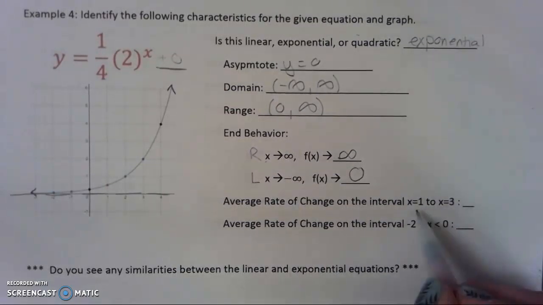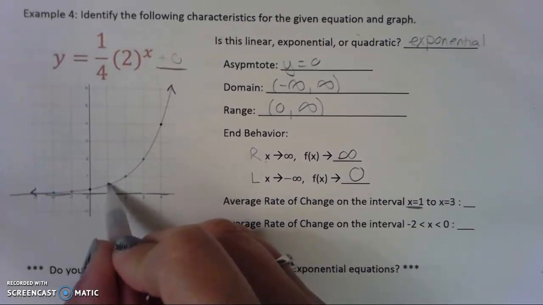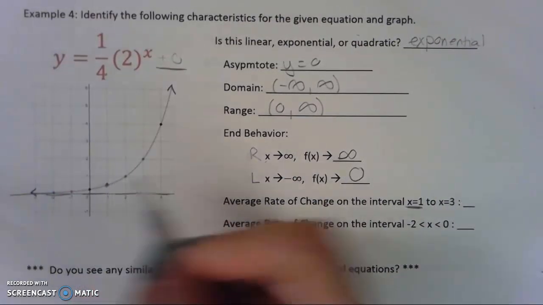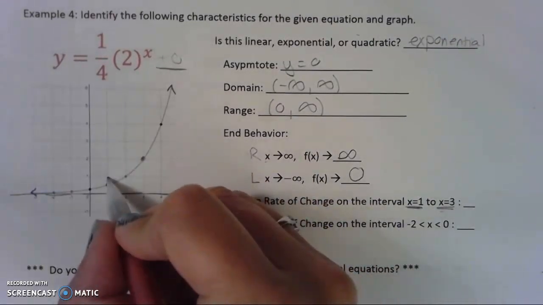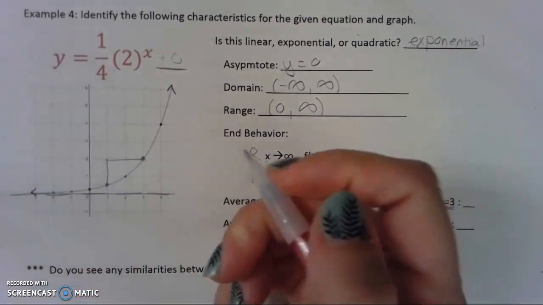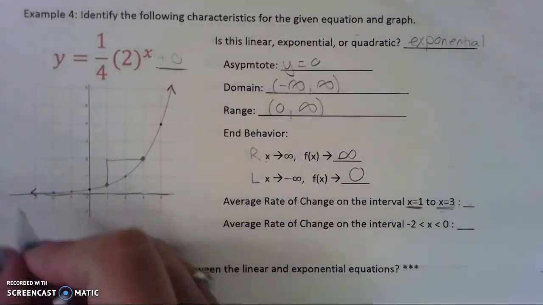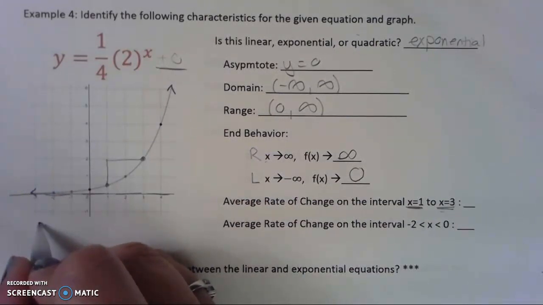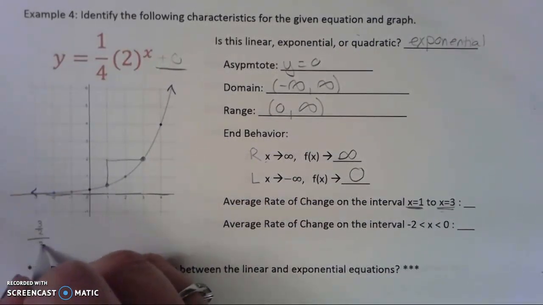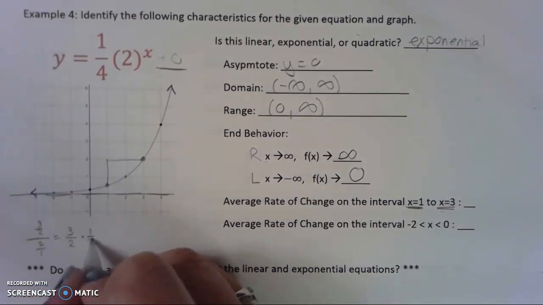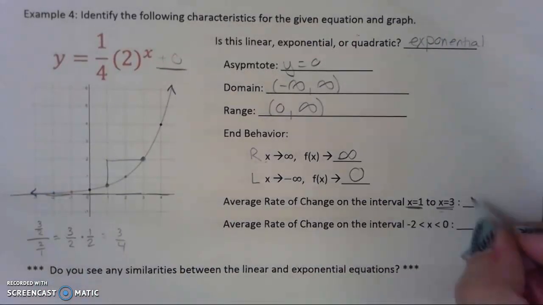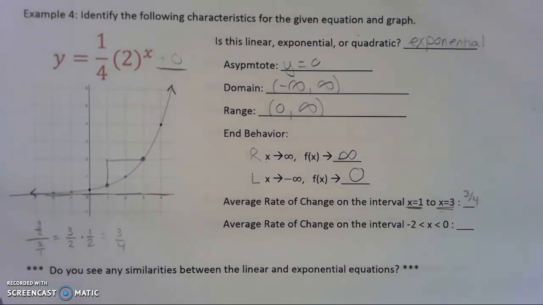Okay, here we're going to go from the average rate of change from 1. So when x is 1, that's going to be 1/2. And when x is 3, that's up here at 2. So this is going to go up 1 and 1/2 and over 2. So up 1 1/2, again, that's 3/2 over 2. I'm going to do keep, change, flip on these. This is going to be a 3/4. If you are doing that, you can use your calculator to help you find that.